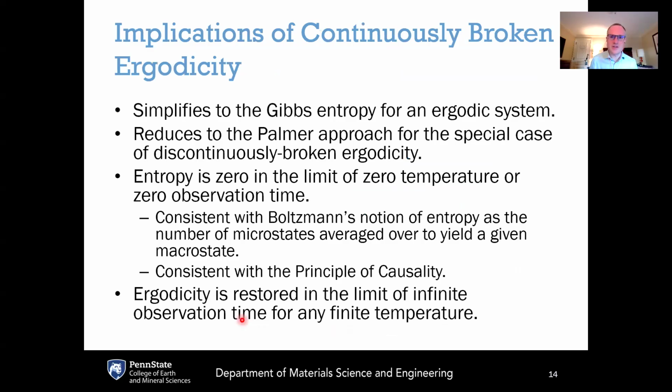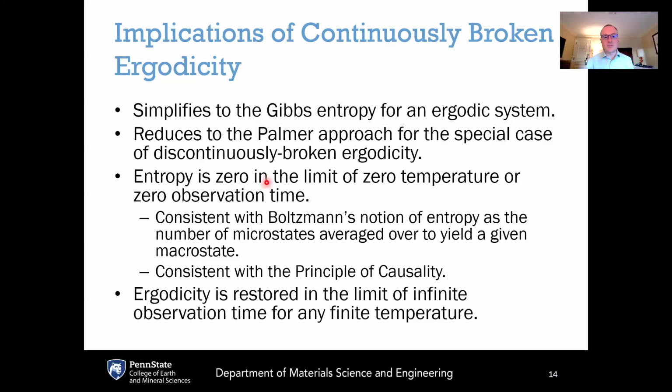Now, some of the implications of continuously broken ergodicity are that this formula simplifies to the Gibbs entropy for an ergodic system, because for an ergodic system, the conditional probabilities approach the equilibrium probabilities. If the ergodic hypothesis is true, then it doesn't matter where you start, because in the limit of infinite time, where you end up is just governed by the equilibrium distribution. So this becomes the Gibbs entropy for an ergodic system.